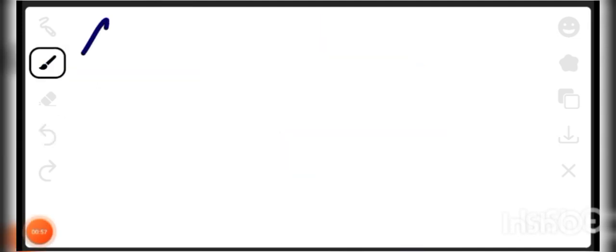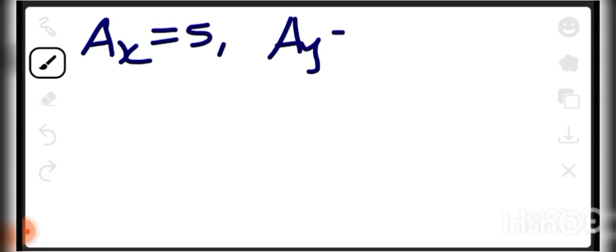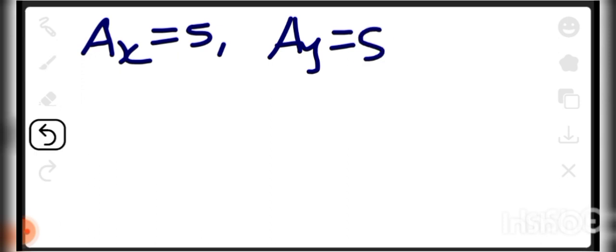The answer was just ax equal to 5, ay equal to 8.7. That is the answer.